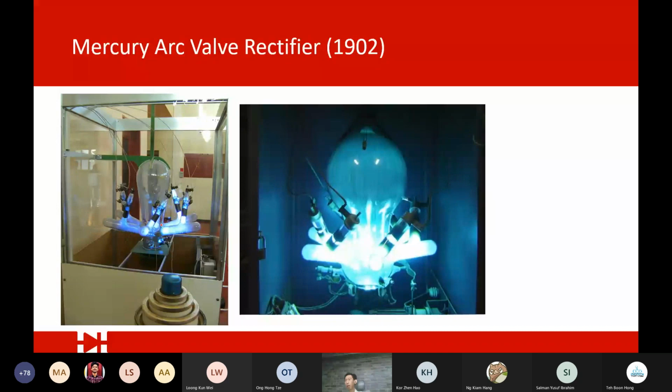Of course, the valve inside is a vacuum valve with mercury, and it works at high power. When they turn it on, it looks like a light bulb, but it is all electrical plasma that lights up. These are the old days of rectifiers, before we invented the semiconductor diode.